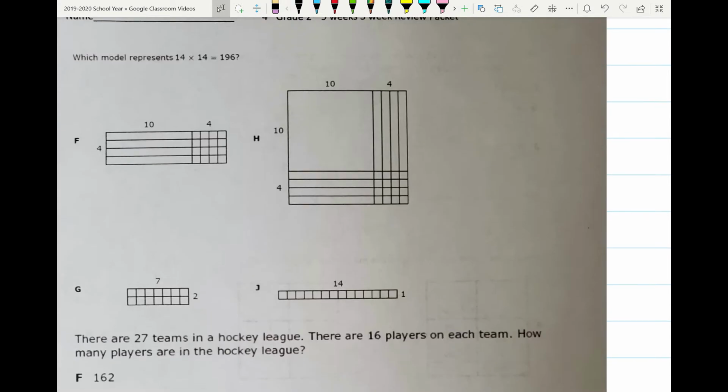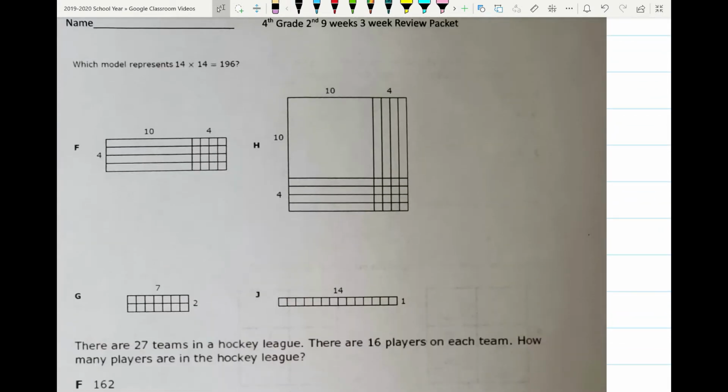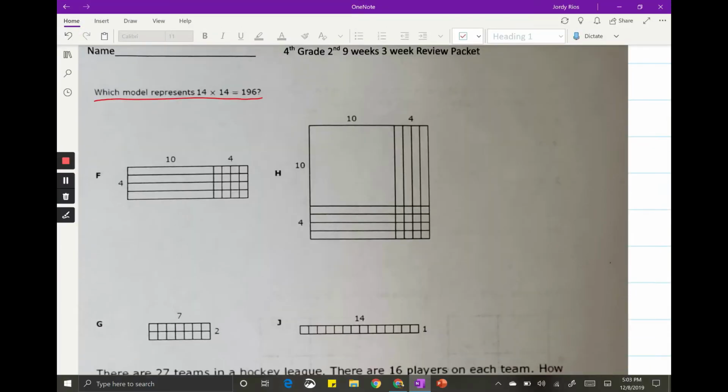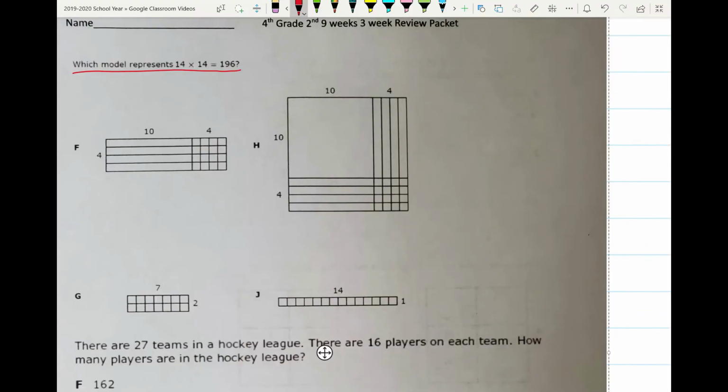Let's look at this one. Which model represents 14 times 14 equals 196? Okay? So, which model represents 14 times 14 equals 196? So we have to look at each model. Okay? So look at the first one. 10 and a 4. Well, I know that's 14 times and just a 4. That's not going to give me 196.